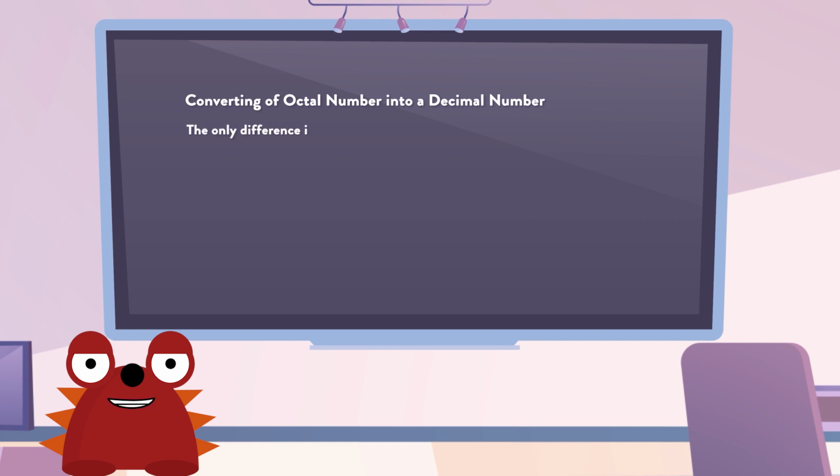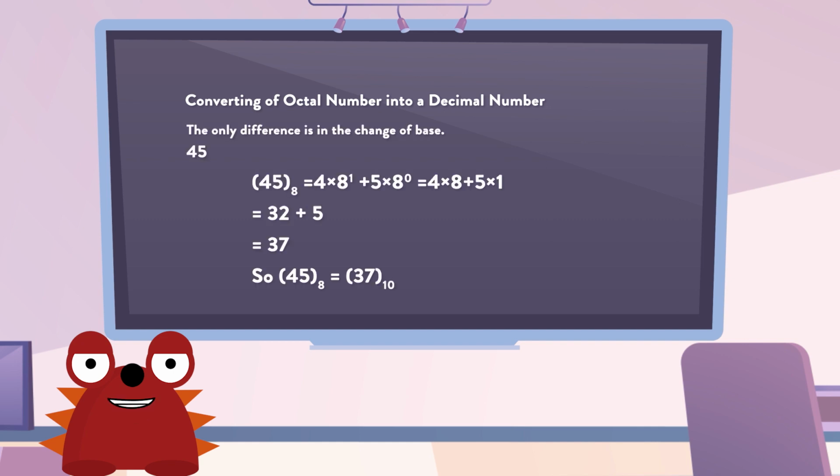The procedure is similar to binary to decimal conversion. The only difference is in the change of the base. Now, let us find the decimal value of the octal number 45. Thus, it can be converted to its corresponding decimal like done here.